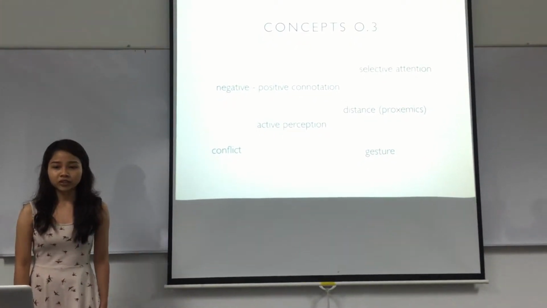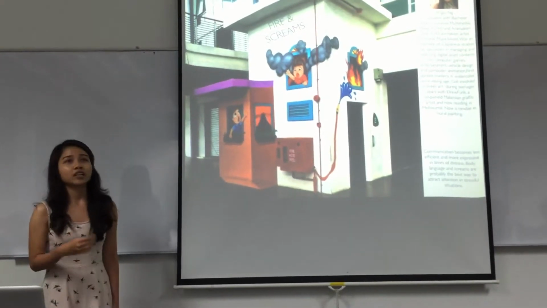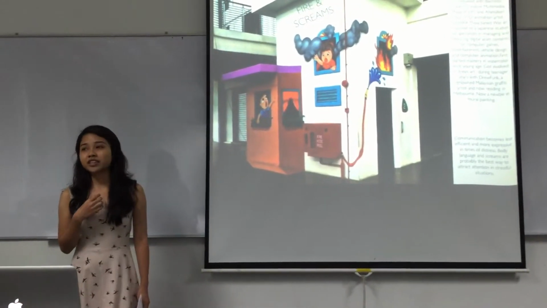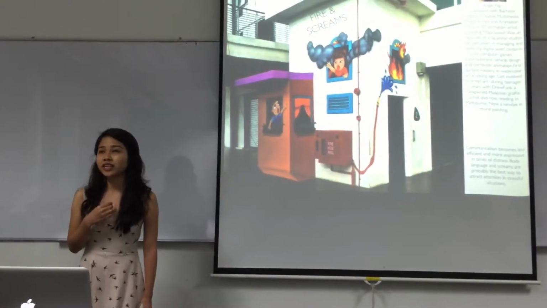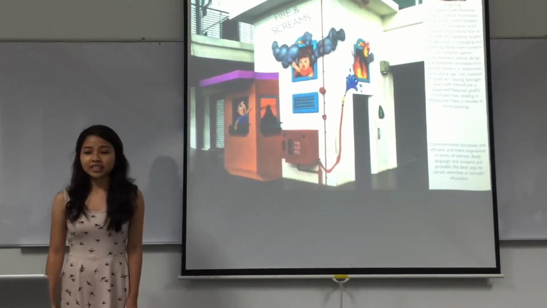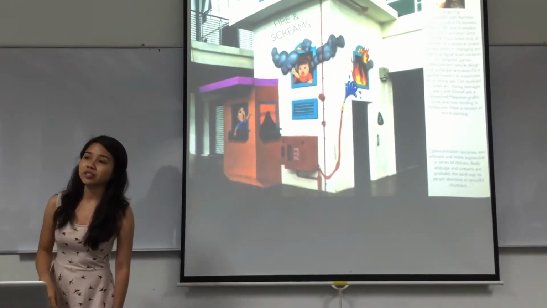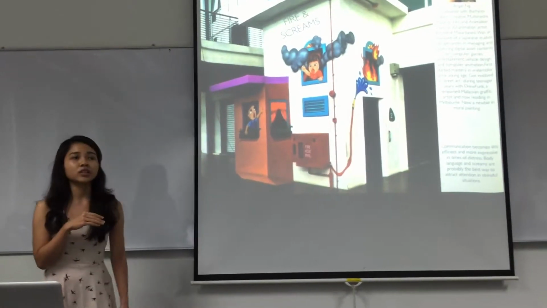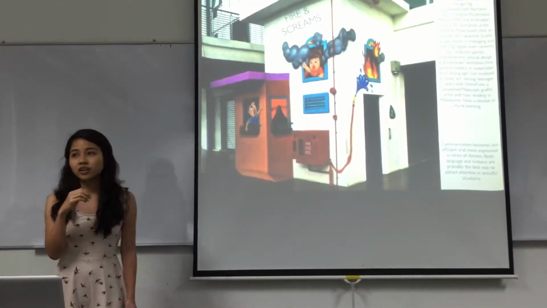The next is negative positive connotation. In this mural is negative connotation. When she shouts that fire or it's hot here, it invokes a very negative feeling of panic in him, and so he decides to help her. The next is the concept of distance, proxemics. He lives very near to her, but he moves closer to her and helps her when she shouts fire.